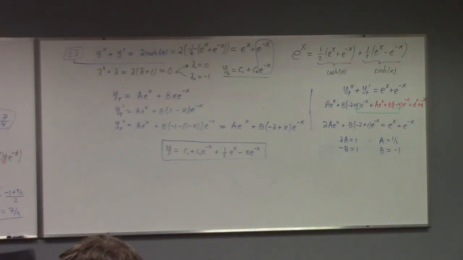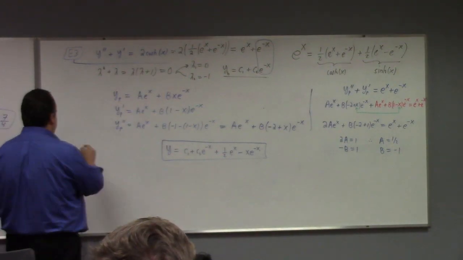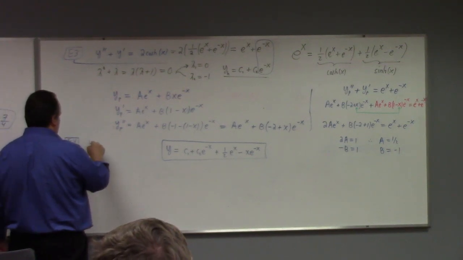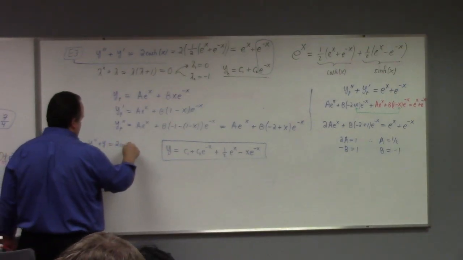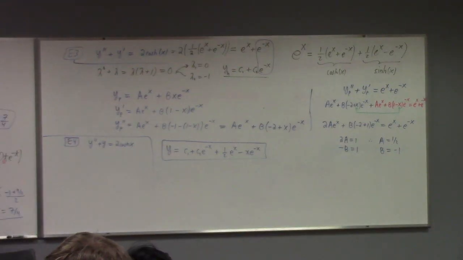I should mention, for the hyperbolic exponential, if the problem wasn't like this, right? If instead I had something like y prime prime plus y equals 2 cosh x instead, that would be a different problem, right? And that would be a much easier problem.